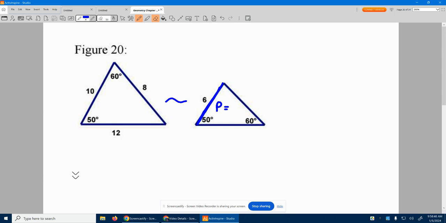So we got to be careful here a little bit, though, because notice it's 50, 60, and down here's your 70, here's your 50, 60, and up here's your 70. So the triangles have been turned a little bit. So we got to be a little careful.